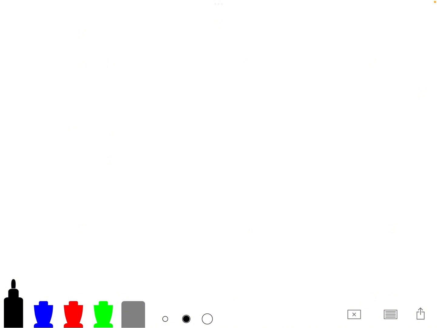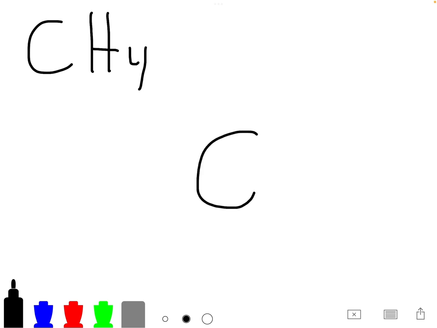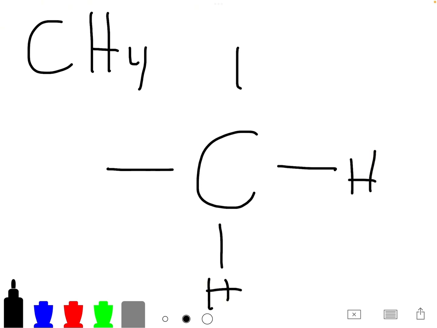So your first one here is CH4. All that's going to look like is C, and then you put your hydrogens like this. So that is the structural formula, since there's the one carbon and all the hydrogens.